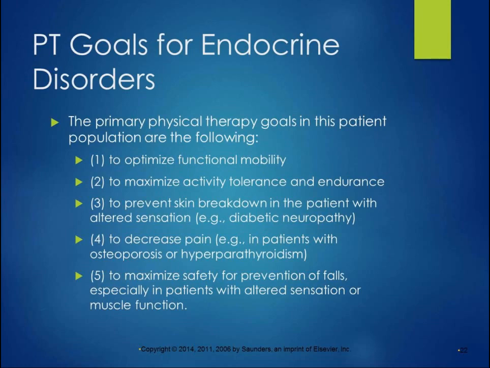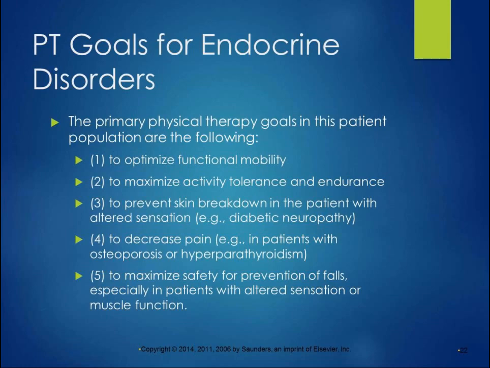So for endocrine disorders, no matter what the disorder, the primary physical therapy goals are to optimize functional mobility, to maximize activity tolerance and endurance, to prevent skin breakdown in the patient with altered sensation, like with diabetic neuropathy, to decrease pain in patients with osteoporosis and hyperparathyroidism, and to maximize safety for prevention of falls, particularly in patients with altered sensation or muscle function. So pretty straightforward PT goals.